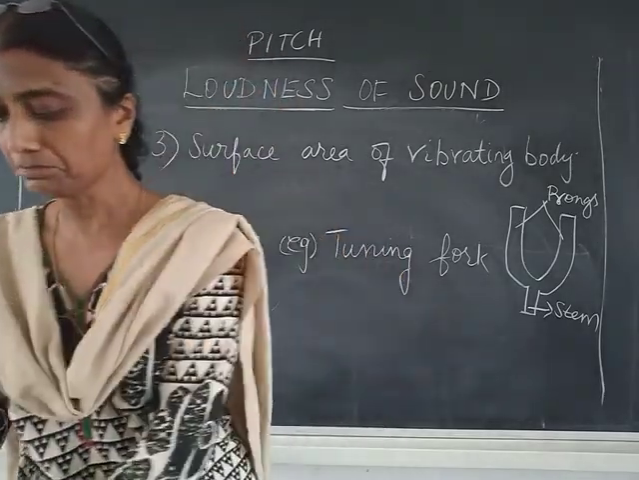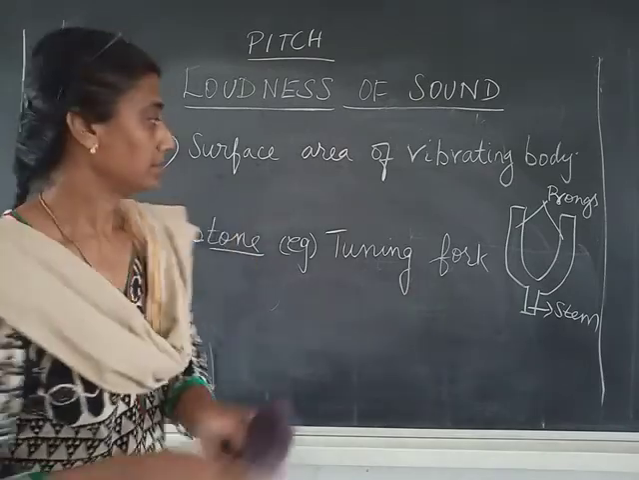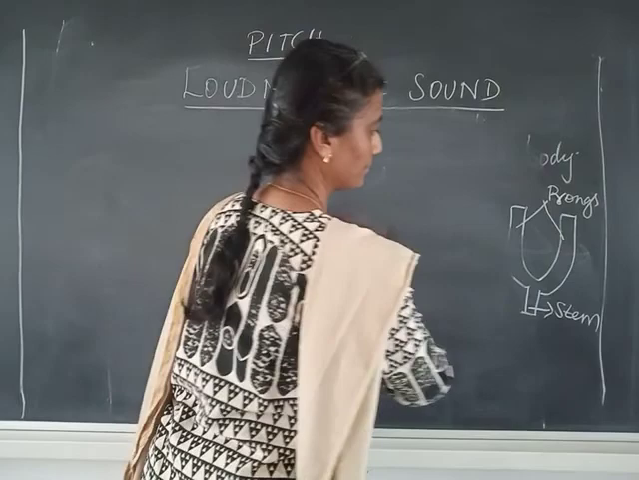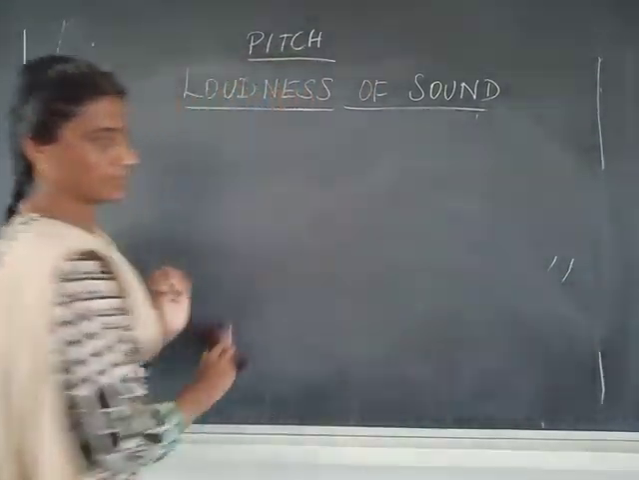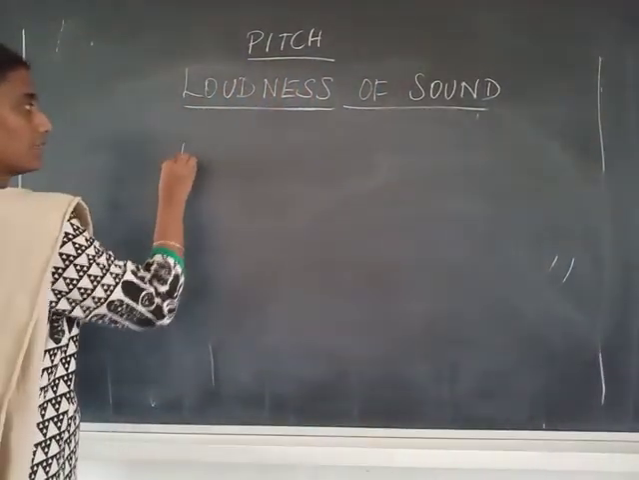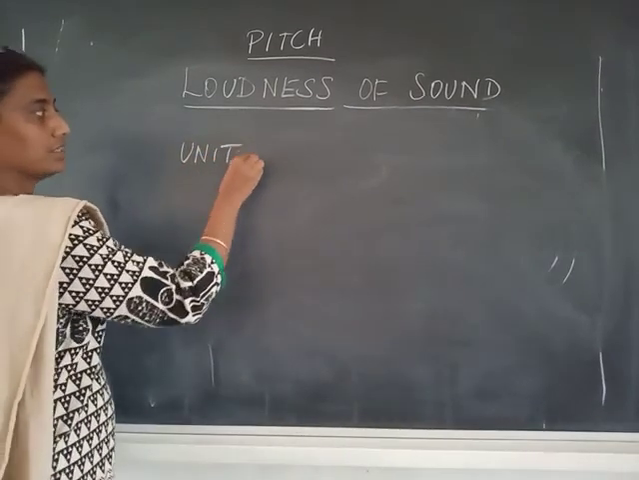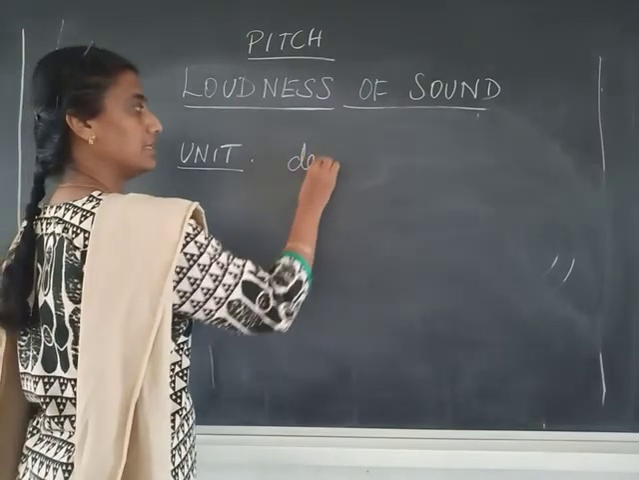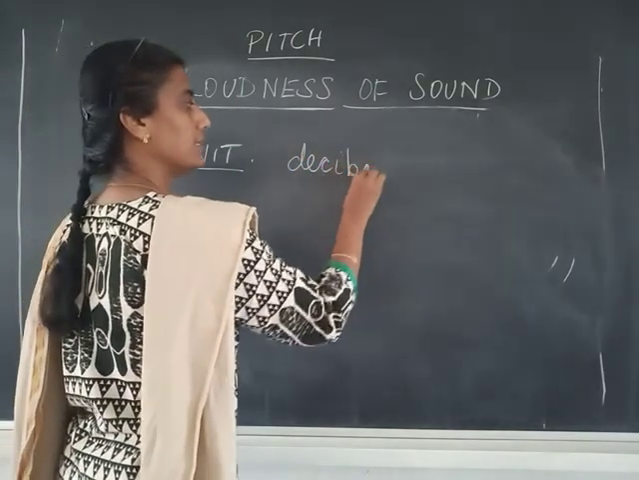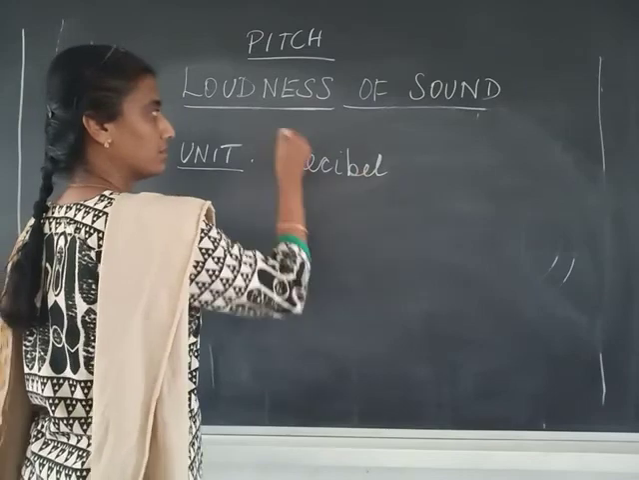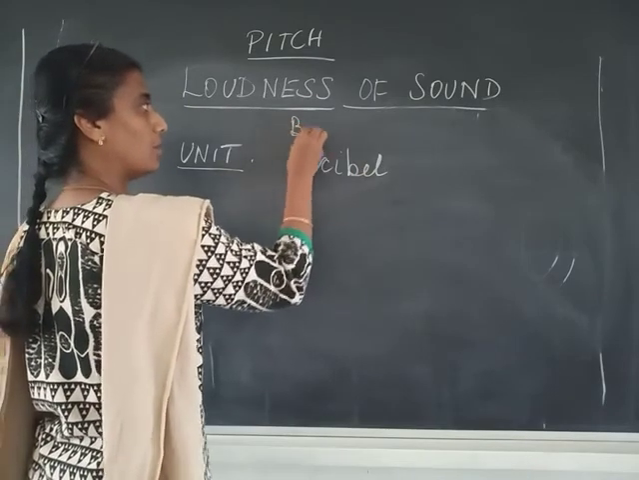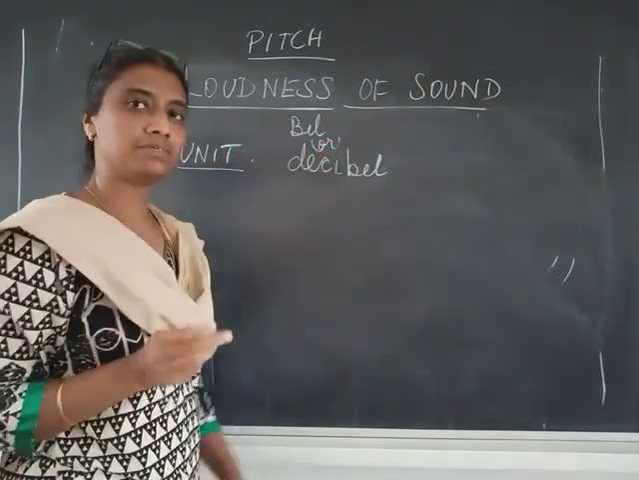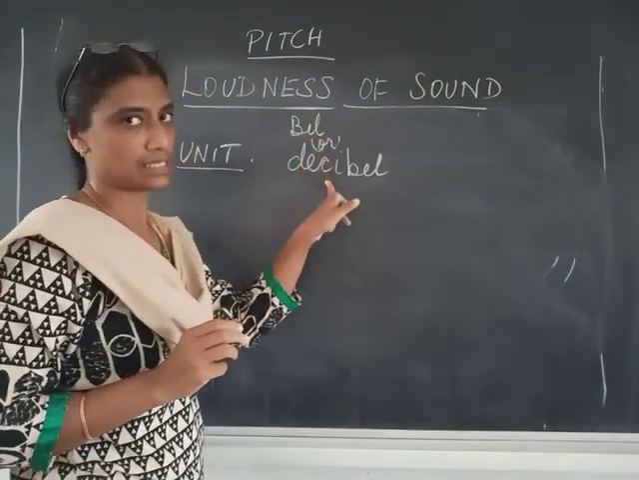Next, unit of loudness. Loudness is generally measured using a unit called decibel. Basically, it is bell or decibel, like we have meter or centimeter, something like that, bell or decibel.